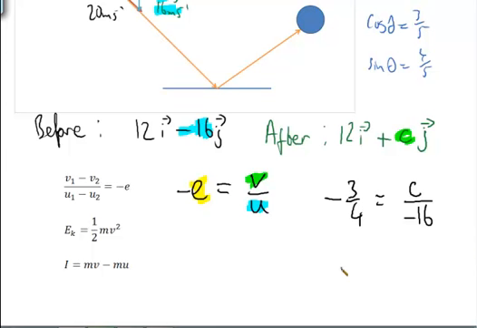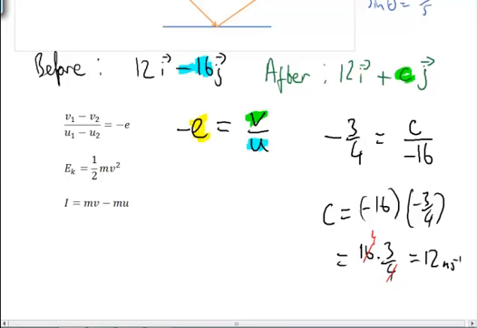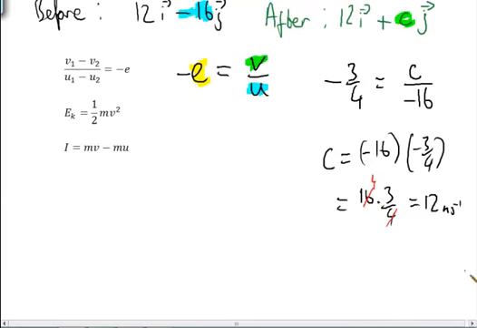So when we get C is equal to, multiply both sides by minus 16, we get minus 16 times minus 3 over 4. I'm going to go the long way around because I make fewer mistakes this way. So it's 16 times 3 over 4. 4 divides into 16 four times. So the final velocity here works out to be 12 meters per second. So I know that after, I can write that again, the velocity is going to be 12I plus 12J.